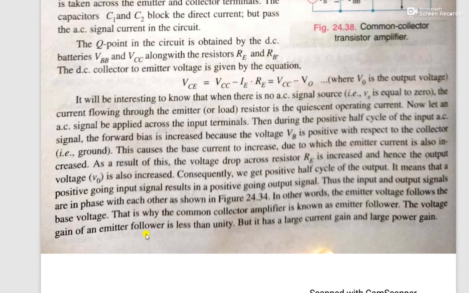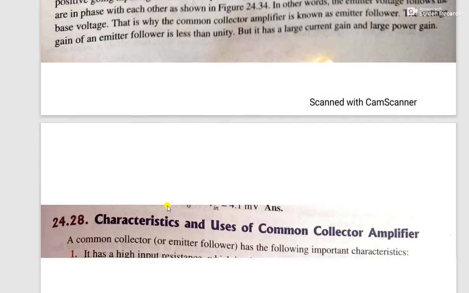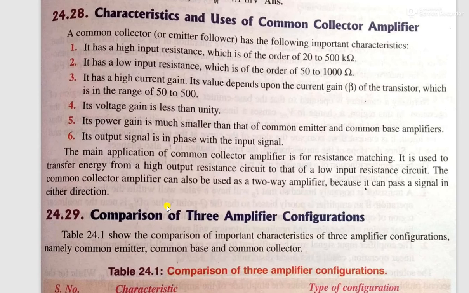The voltage gain of common collector emitter follower is less than unity. Here the voltage gain is less than unity, but it has a larger current gain and power gain. In case of a common base, the current gain is less than unity, but here, in contrast, the voltage gain is less than unity. Let's see the characteristics of common collector amplifier.